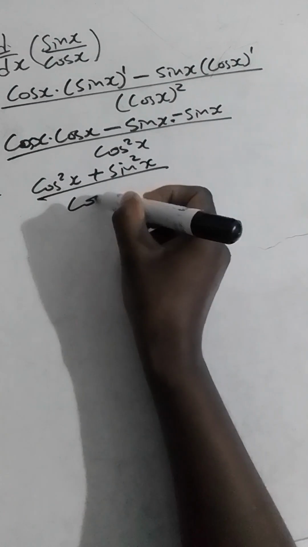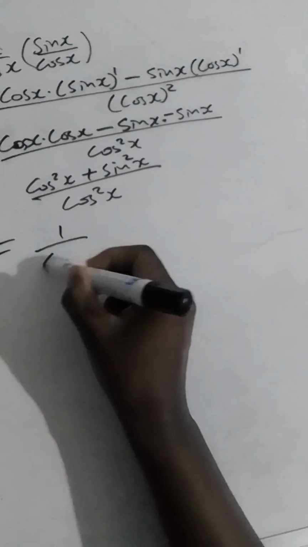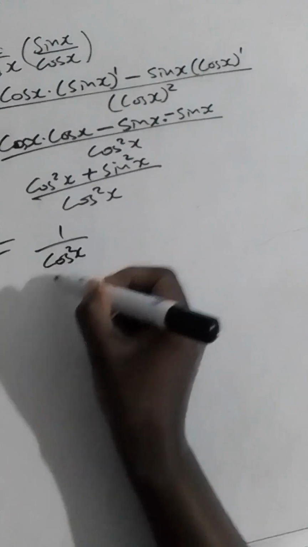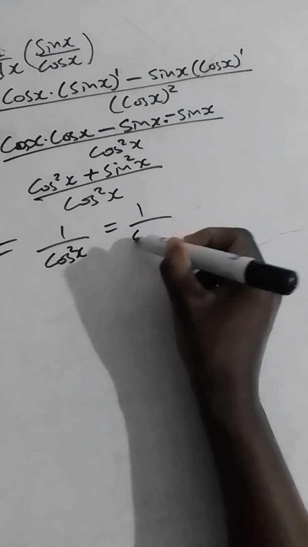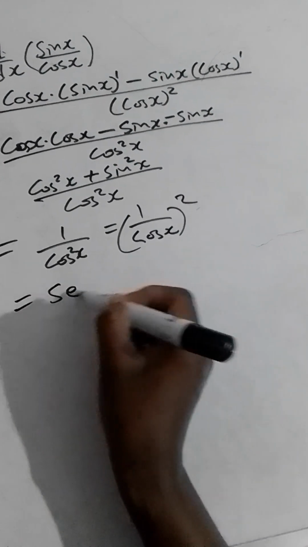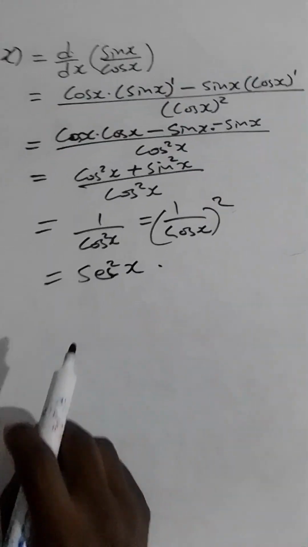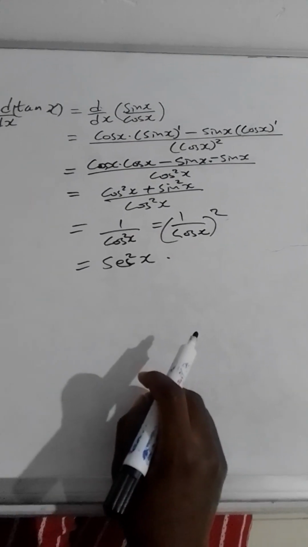And all over cos squared x, and this becomes what? 1 over cos squared x, which we can write as 1 over cos x, all squared, which is basically sec squared x. And that is the same derivative we found from first principles, if you remember.